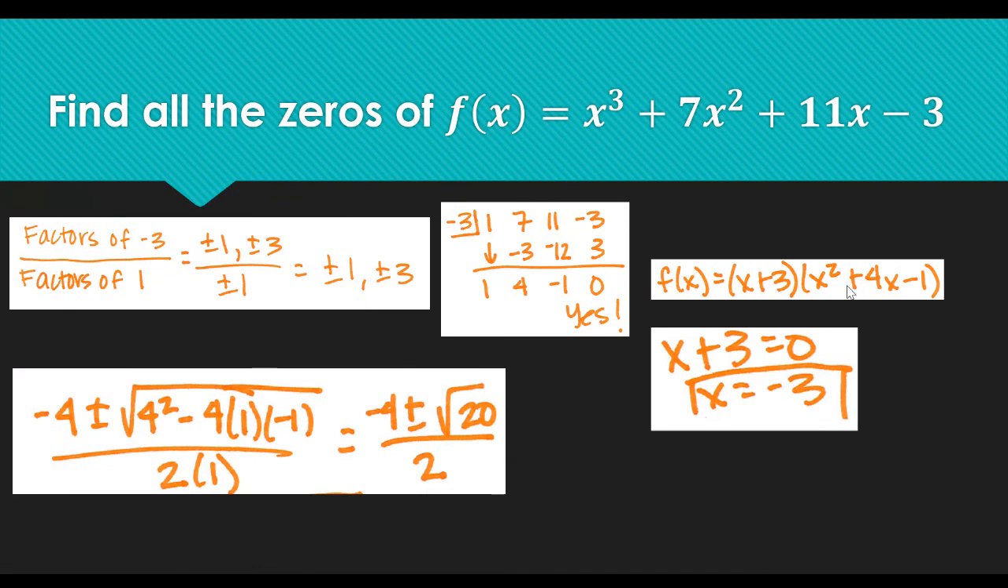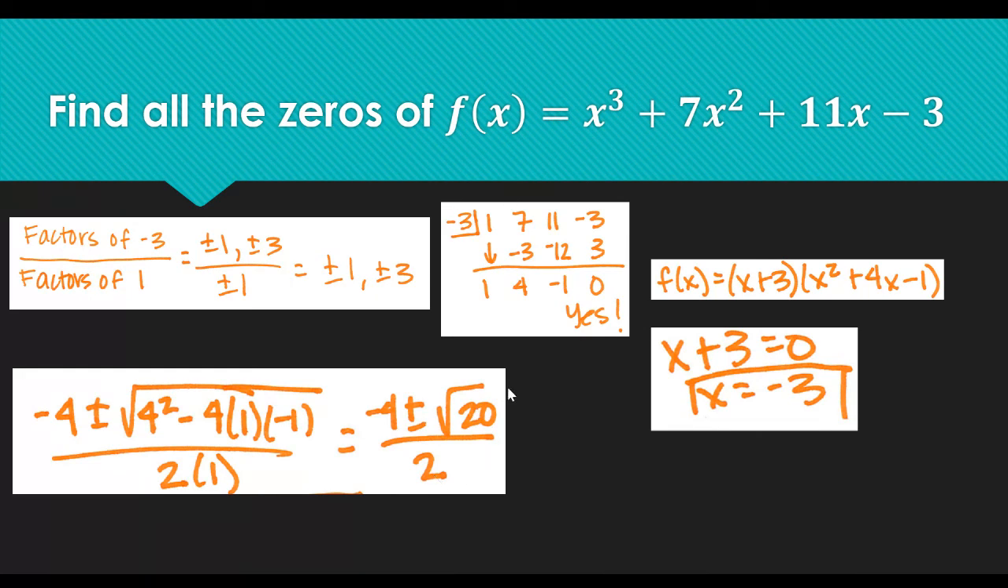Quadratic formula. So I do -b, that's -4, plus or minus big square root, b squared, so 4 squared, minus 4 times a, which is 1, times c, which is -1, all over 2 times a, which is 1. So that's -4 plus or minus 4 squared is 16. 4 times 1 times -1 is -4. So -4 would be plus 4. 16 plus 4 is 20, all over 2.